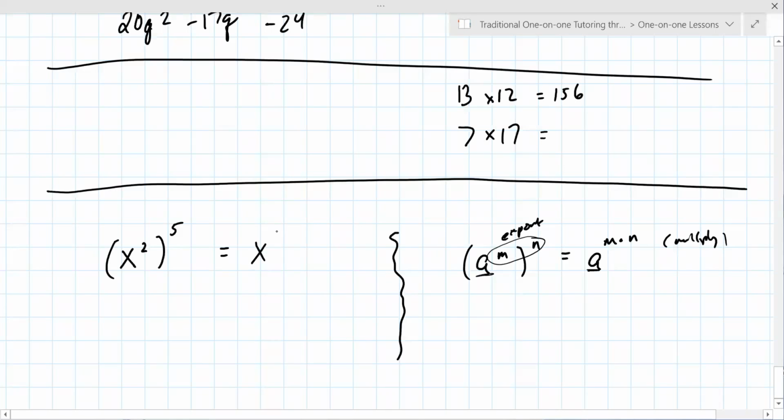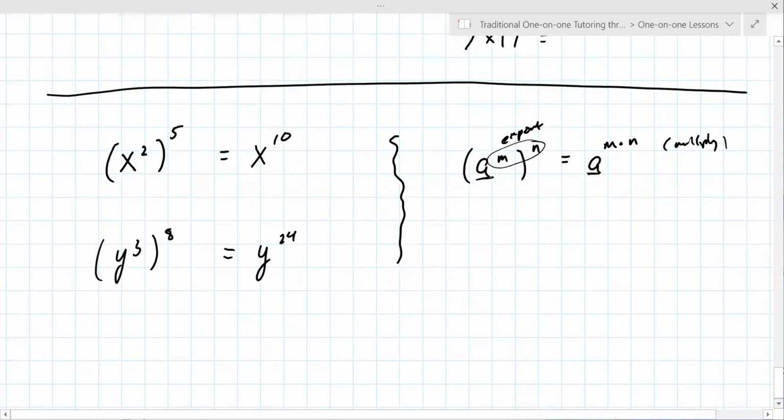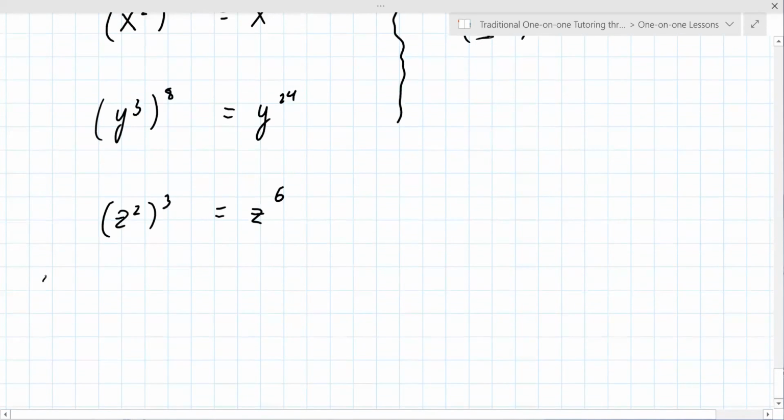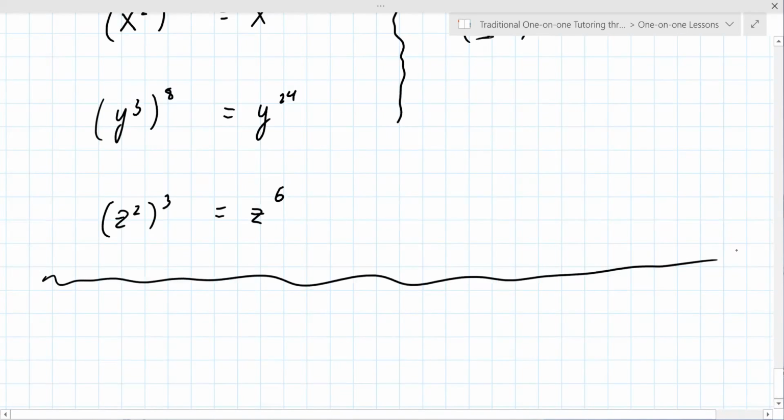X to the x. Okay. So what is y cubed to the power of 8? Y to the 24th power. Okay. How about z squared to the power of 3? Z to the 6th power. Very good. So the first few are actually pretty easy to get down, and then we'll go to the next one here.